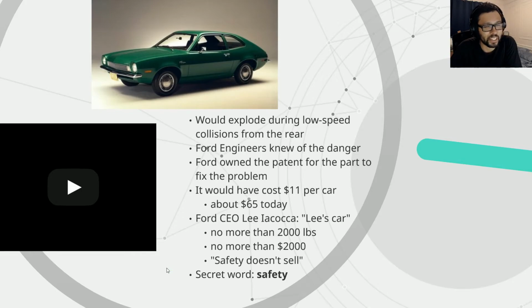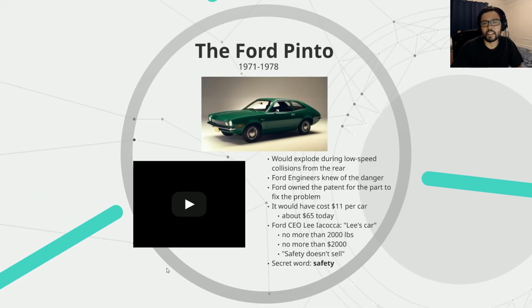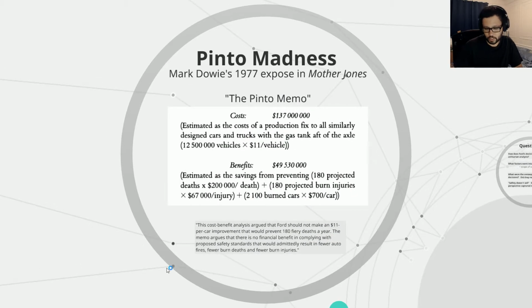So Lee Iacocca wasn't going to give him a safe car. And they knew that there was this rear-end collision, explosion, and fireball possibility. They also knew how to fix it. They knew it would take an $11 part to fix it. But they didn't, and they didn't for this reason.